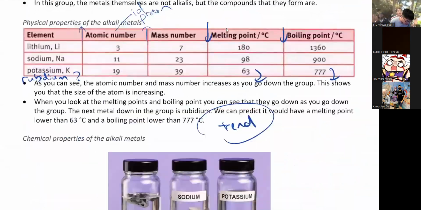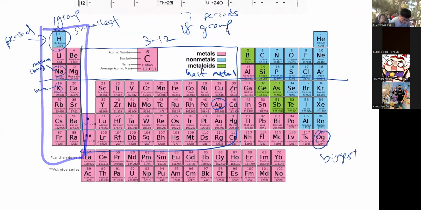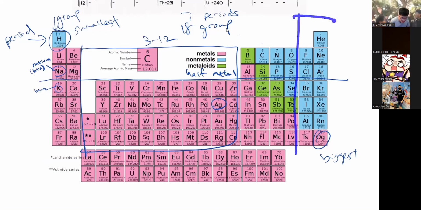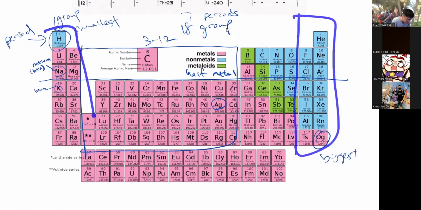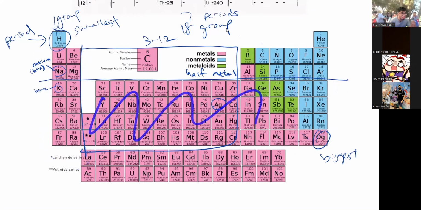So last week we have learned group 1 and group 2. These two. Okay, today let's learn group 17 and 18. We have learned one end. Let's learn the other end. You might say, sir, then how about the middle one? Usually the middle one, we don't learn. I mean, because they're very complicated, right?